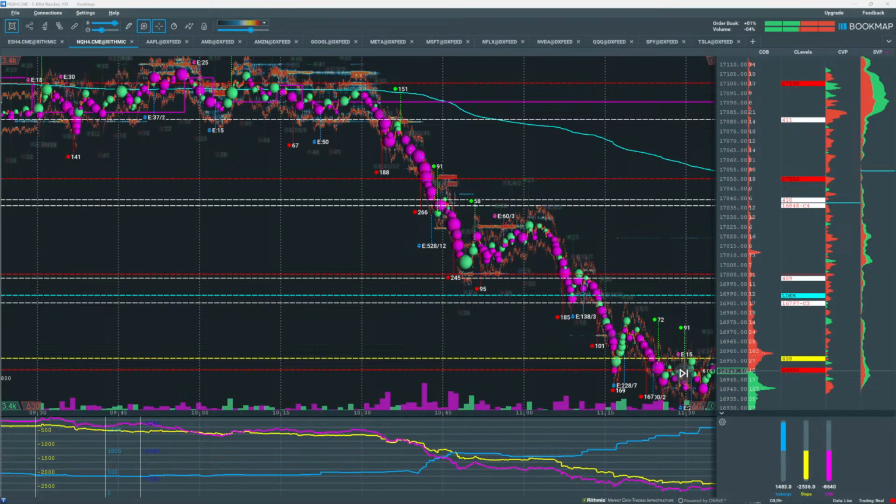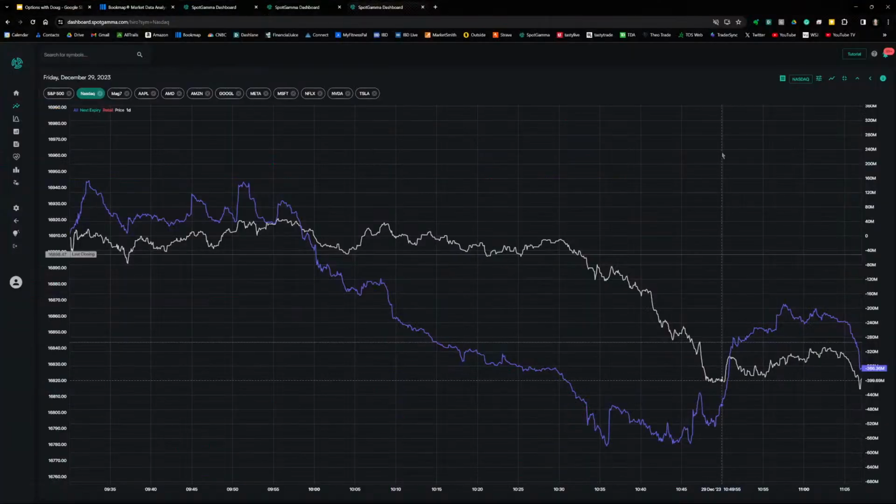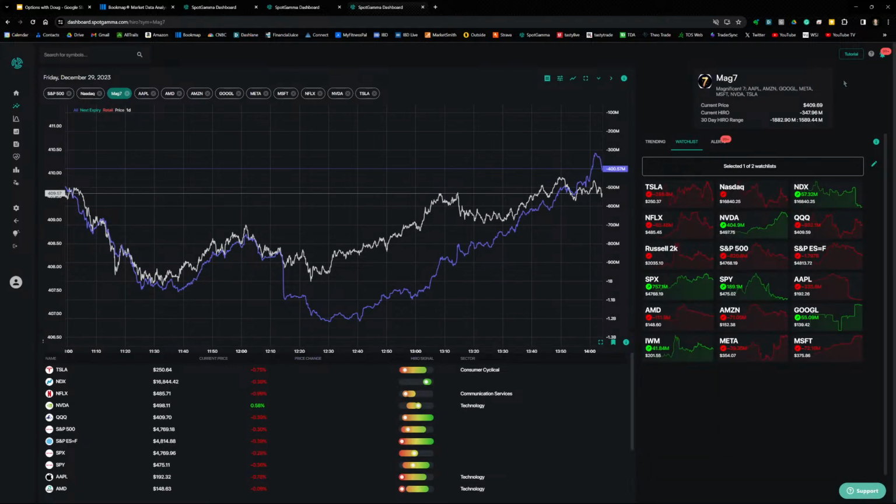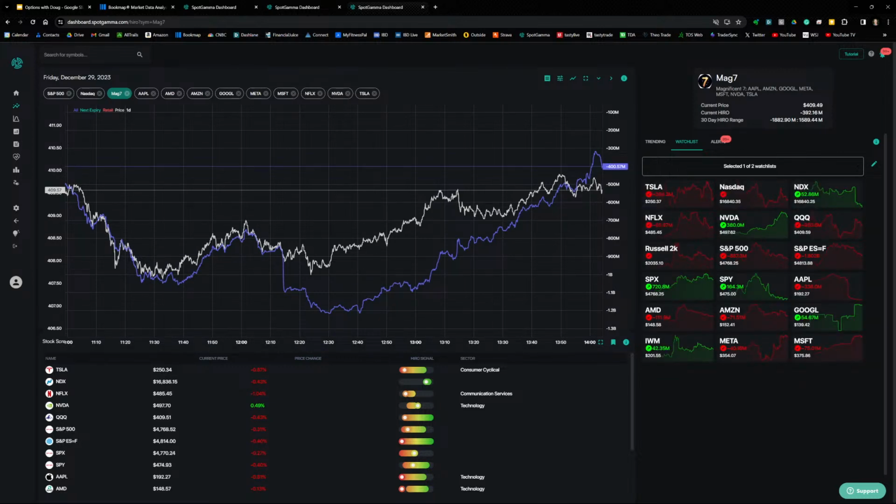All right, let's go back to Hero. One other signal that I like to take a look at is the Mag 7. Let me show you what this is. This is also a combined signal. The Nasdaq signal is a combined signal of NDX and QQQ.